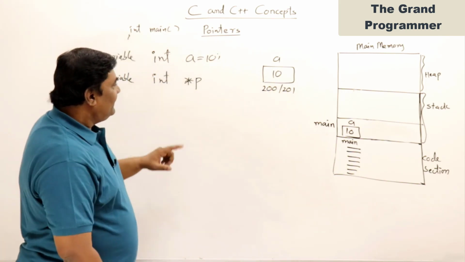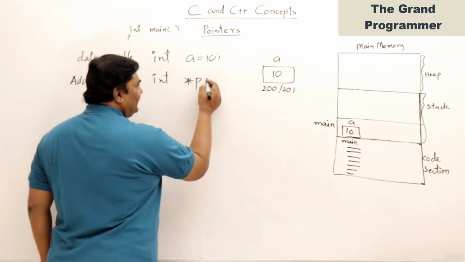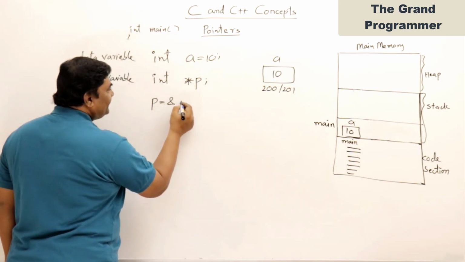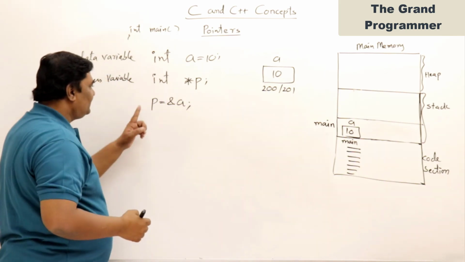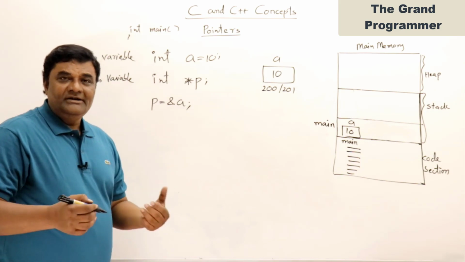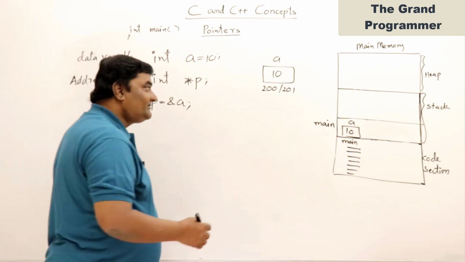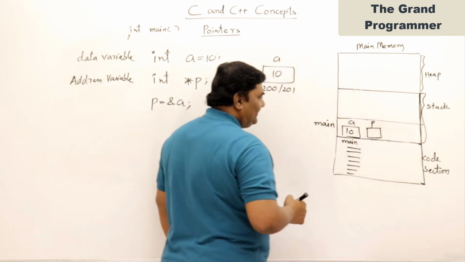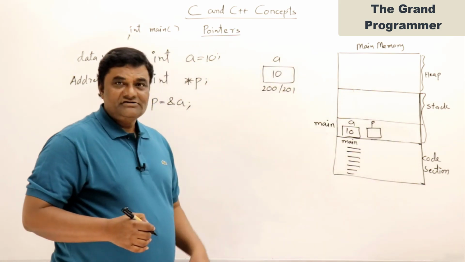Now, this is a pointer. I will initialize it in the next line, p assign ampersand a. So this will store the address of a. So what is this p? P will also occupy memory. Pointer is also a variable. This will also occupy memory, and it is created inside the stack frame of the same main function.